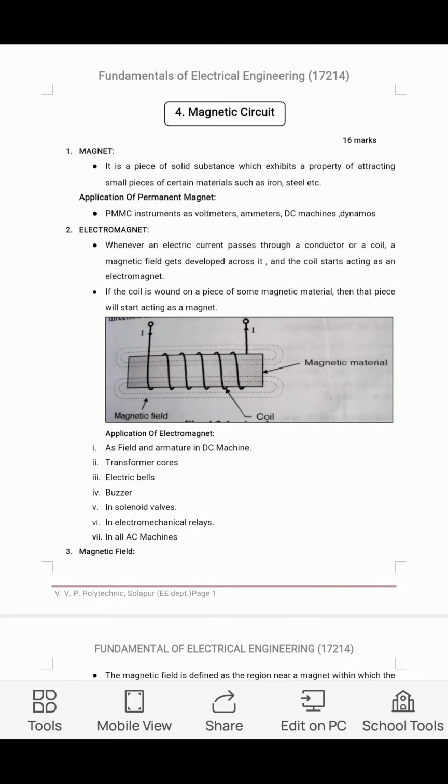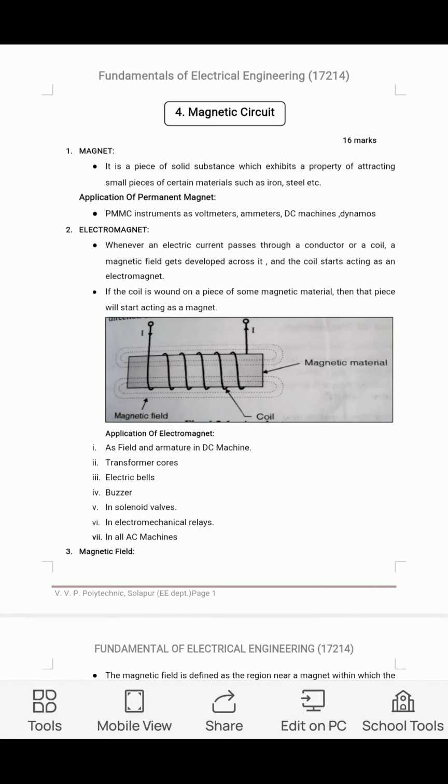So what is meant by magnet? Everyone knows the magnet. Yes, there is a force of attraction and it attracts metals. It is a piece of solid substance which exhibits the property of attracting small pieces of certain materials such as iron, steel, etc. So this is a piece of solid substance which attracts other metals like iron and steel.